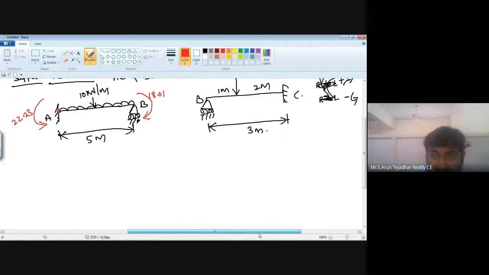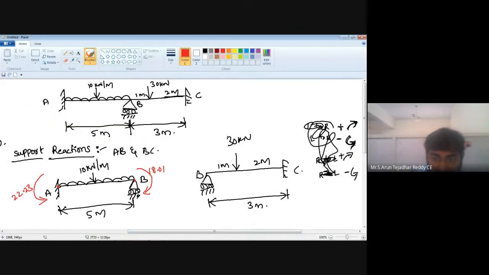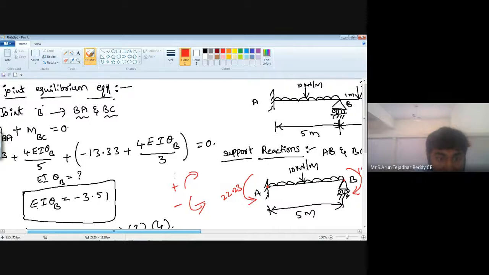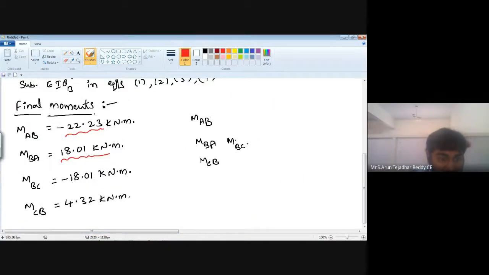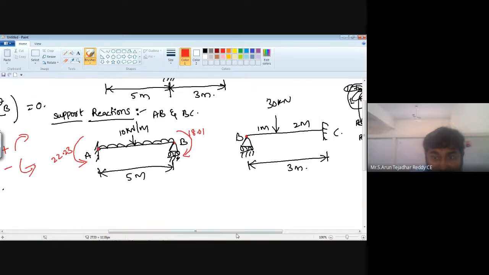Coming to the second span. Here the starting point is B and it is C. So final moment for BC. What is the value for BC? Minus 18.01 kilonewton meter. Minus 18.01. Minus means it's an anti-clockwise direction.